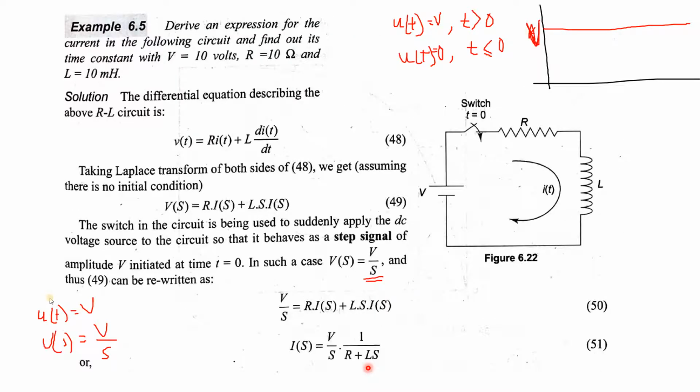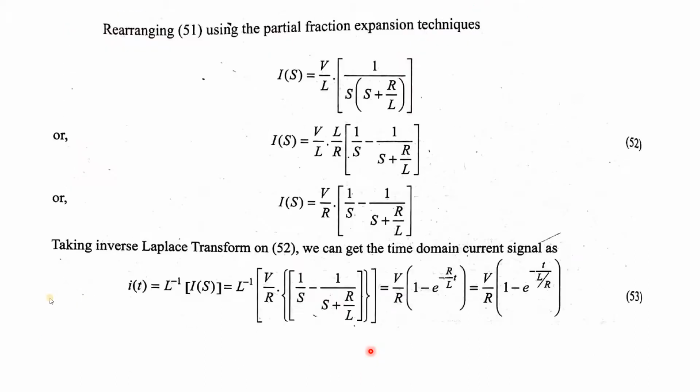Now, you can see this is V by S and there is another term, so two terms, so you have to multiply them. Once we multiply, you have to take V by L common. After multiplying and simplifying the entire thing, we can write this equation in this form: V by R multiplied by 1 by S minus 1 by S plus R by L.